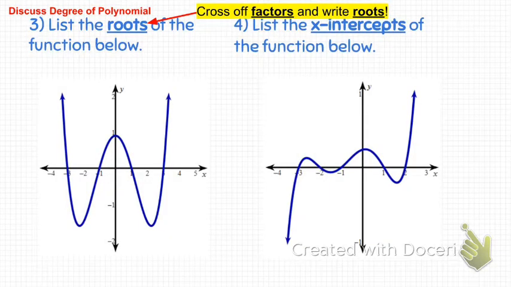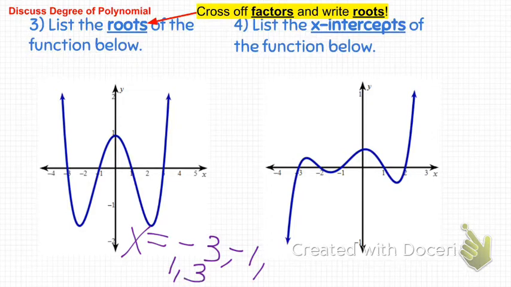On number 3, we crossed off the word factors. I hope you guys did that on your papers. We crossed off the word factors and we wrote the word roots instead. So we have x equals. Shout them out for me. Negative 3, negative 1, 1, and 3. Perfect. That one's a nice, pretty, symmetric function.